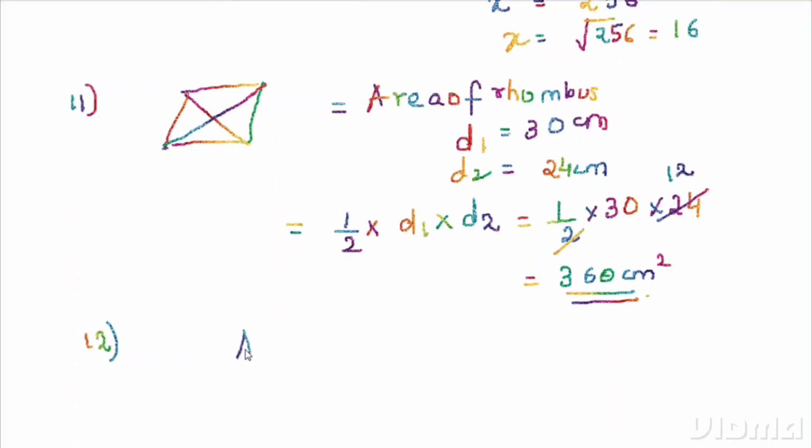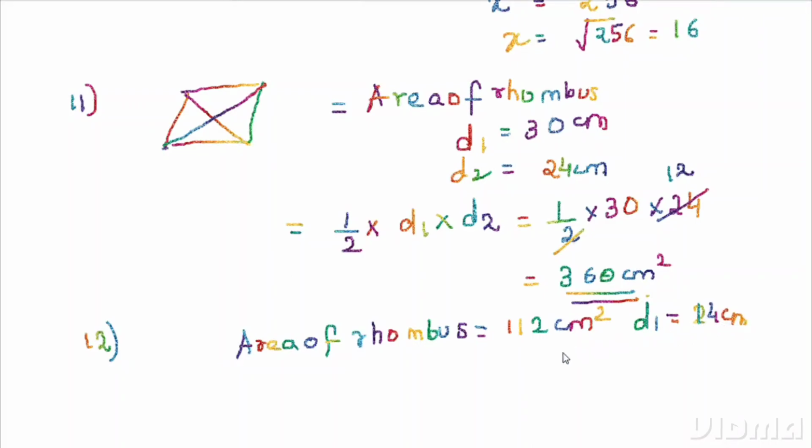So the 12th question is also similar to the 11th. Here also the area of the rhombus is given, that is 112 centimeter square, and they have given you one of the diagonals. So let's say that D1 is given to me as 14 centimeter, and they are telling you to find the other diagonal. So let's say the other diagonal is D2.